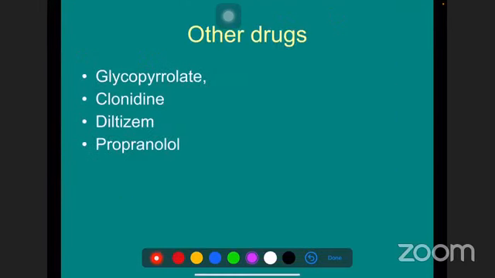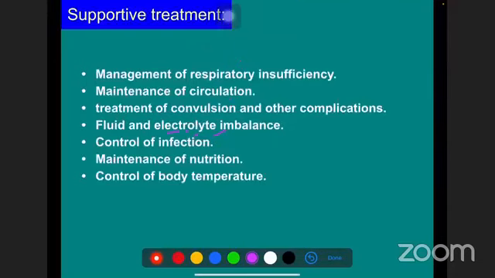Then other drugs are glycopyrronium, clonidine, diltiazem, and propranolol. But these drugs are not commonly used in our country. So in our country, we have used atropine, pralidoxime, magnesium sulfate, and benzodiazepine, along with respiratory support. So supportive treatment: management of respiratory insufficiency, management of circulation if there is hypertension and ventricular tachycardia or atrial arrhythmias, treatment of convulsion with benzodiazepine and others if there is a complication.